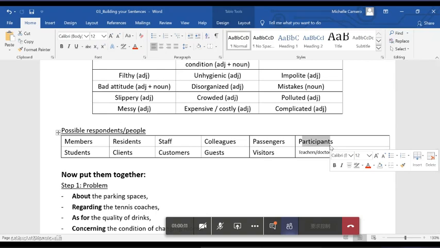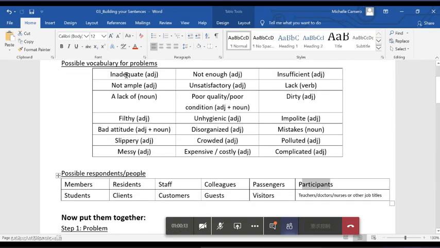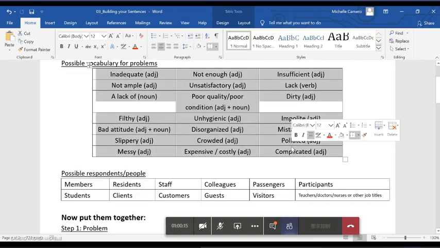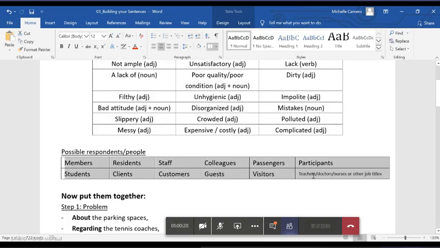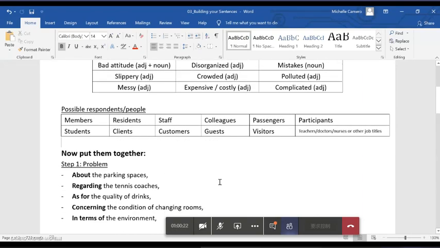All right, so now that we've talked about possible negative adjectives or other words that you might see used with the problem, we've talked about the possible group of people who complained. Now we're ready to start building our sentence.